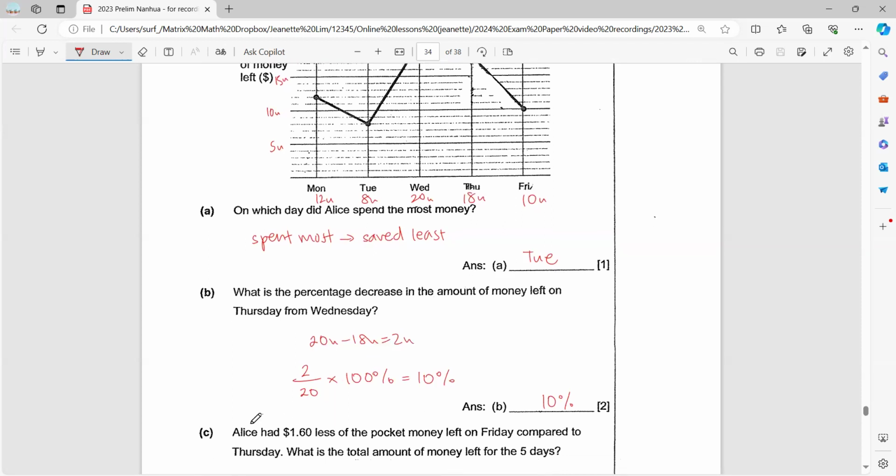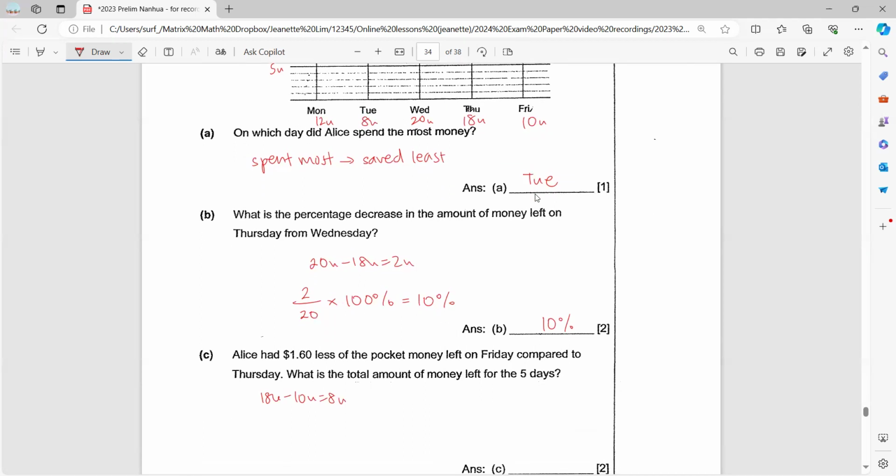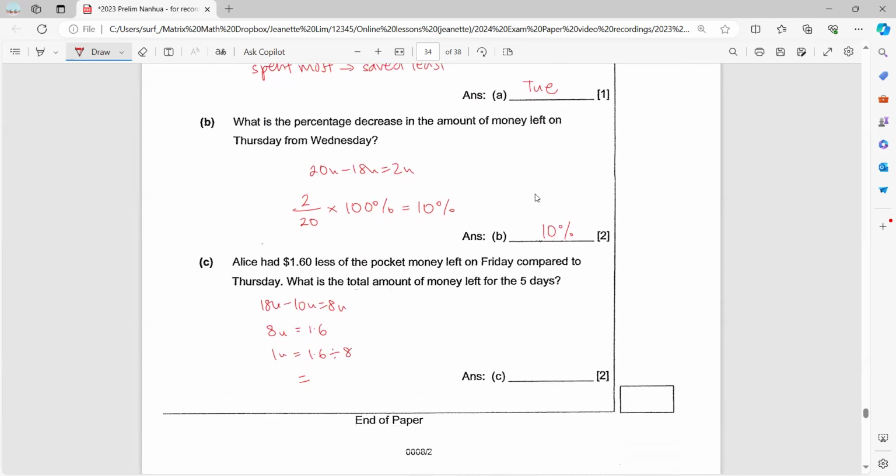Part C, Alice had $1.60 less of the pocket money left on Friday compared to Thursday. So what is the total amount left for the 5 days? Okay, so $1.60 is actually the difference between these two, which is 8 units. So 8 units is the difference. 8 units is 160 cents or 1.6 dollars. And 1 unit, you have to divide by 8, which is 0.2.